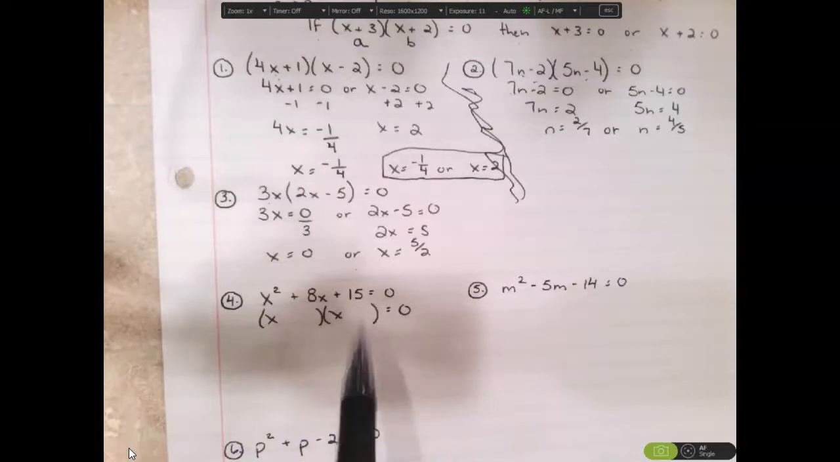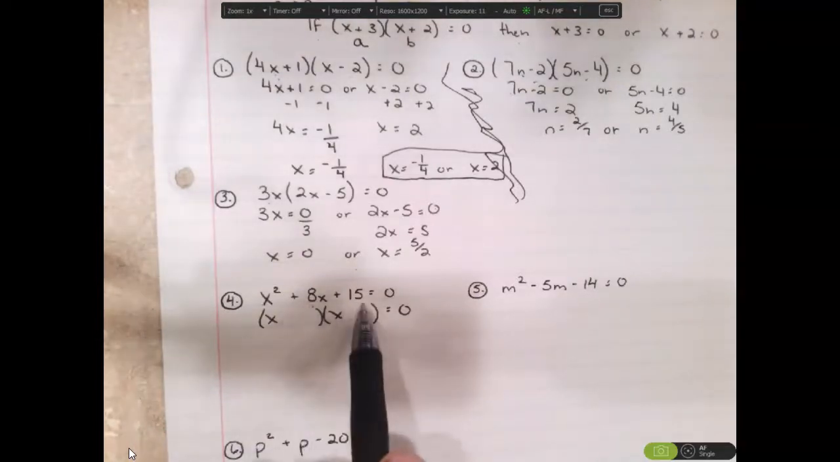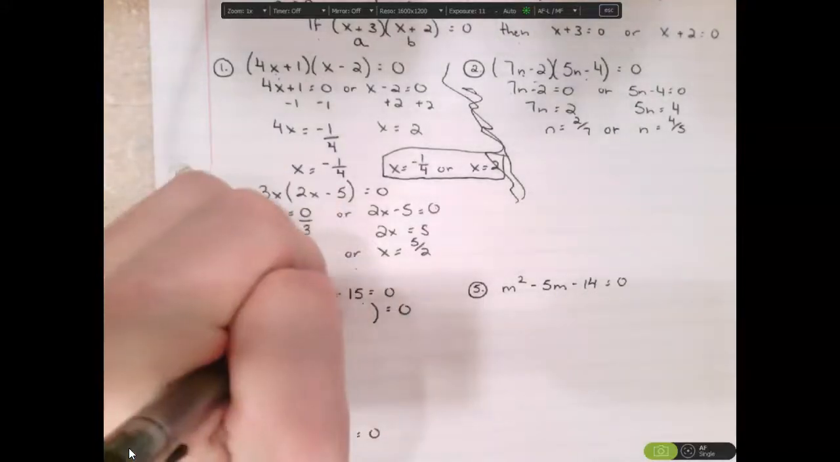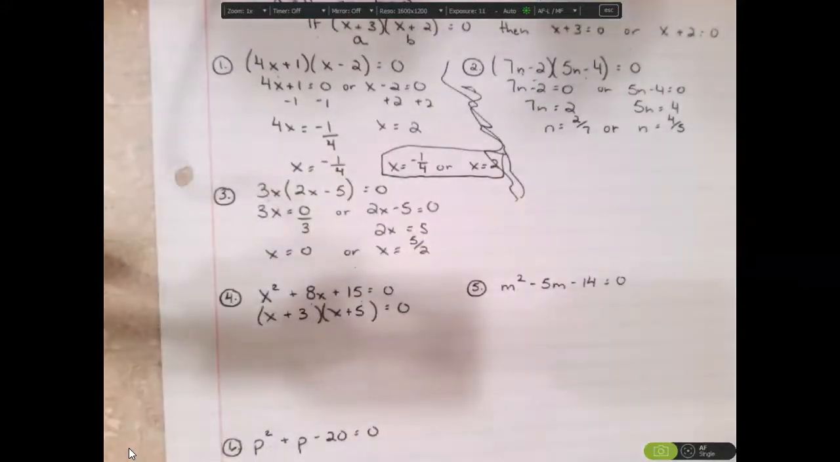Remember, I want to break apart this 15 into two things that add together to make 8 and multiply together to get 15. Those two are going to be 5 and 3. So I'm going to have x plus 3 and x plus 5. I can add 5 and 3 together to get 8. 3 times 5 gives me 15. So I know this is the right factor for this one.